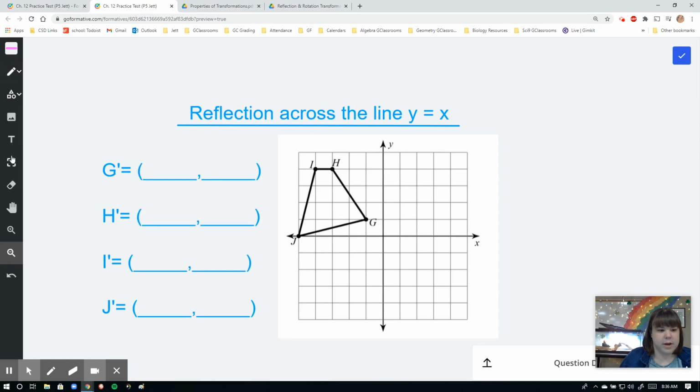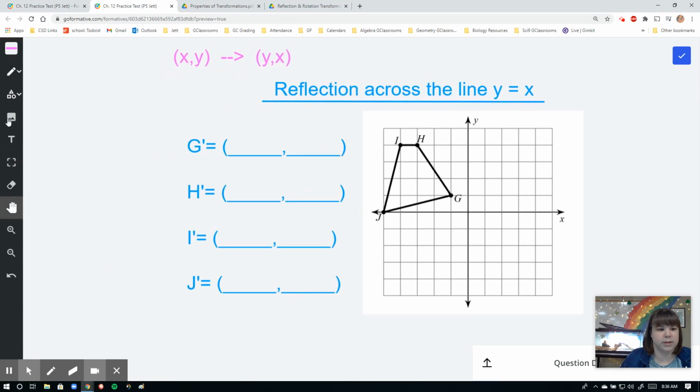So let's zoom out a little bit. Let's go ahead and write down our rule. So we're going to do x comma y, and that's going to change where we go to y comma x. The first step is you should be writing down the pre-image points before you write down your image points. So I'm going to go ahead and move this over so we can write down some points.